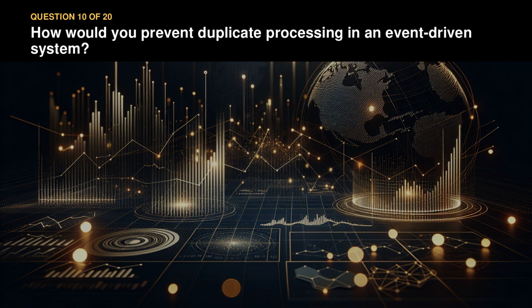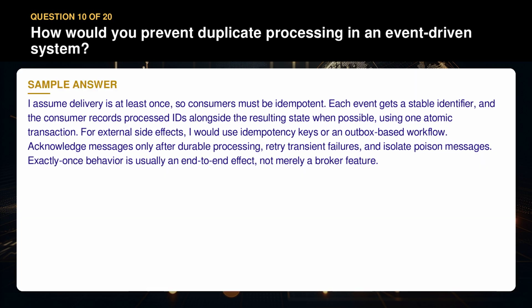Question 10. How would you prevent duplicate processing in an event-driven system? I assume delivery is at least once, so consumers must be idempotent. Each event gets a stable identifier, and the consumer records processed IDs alongside the resulting state when possible, using one atomic transaction. For external side effects, I would use idempotency keys or an outbox-based workflow.